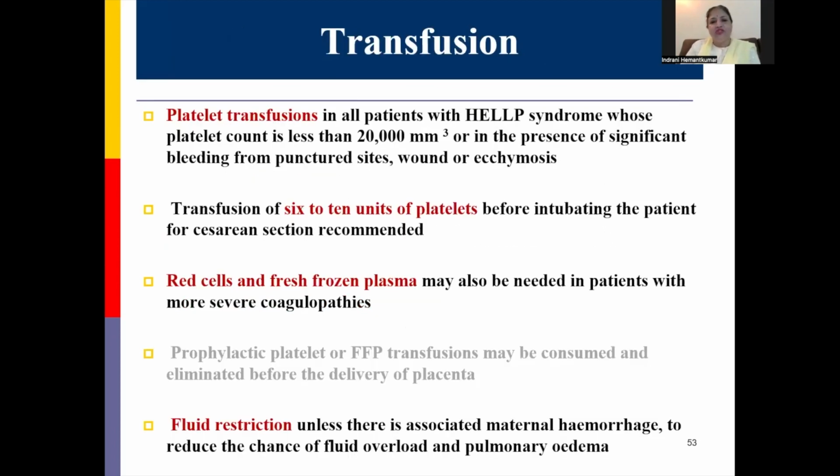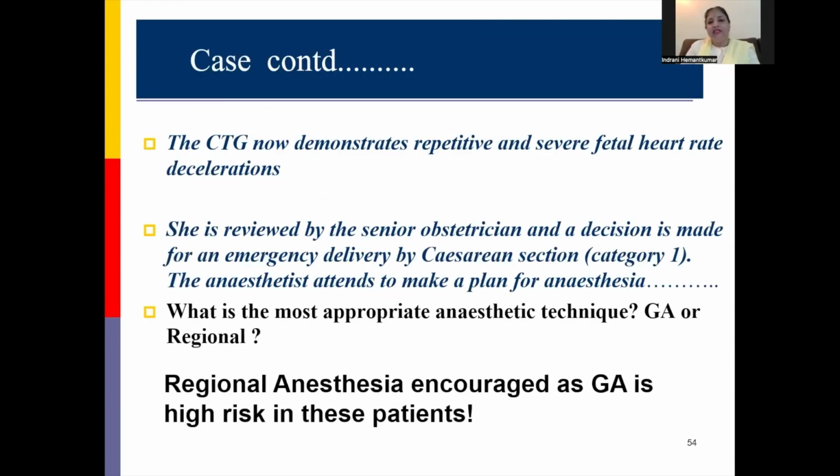So platelet transfusion should be given to those whose platelet count is less than 20,000 per cubic millimeter. And when you're finding bleeding through punctured sites or there is ecchymosis, about 6 to 10 units of platelets should be given before trying to intubate the patient for cesarean. FFPs and packed red cells should be given, especially in those with coagulopathies and DIC. Fluid restriction should be there unless it is associated with maternal hemorrhage, to reduce the chance of fluid overload and pulmonary edema.